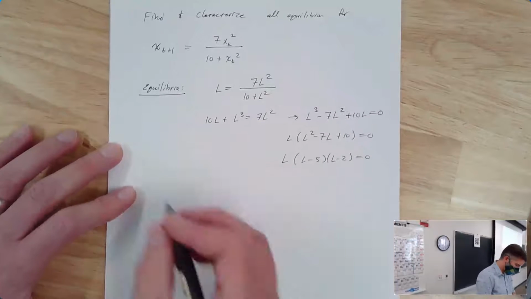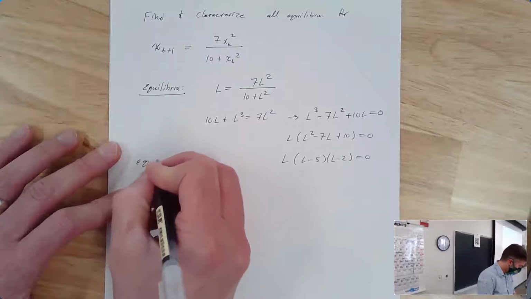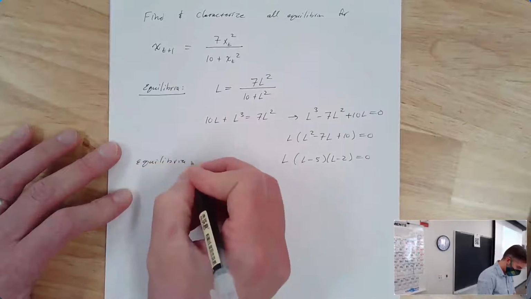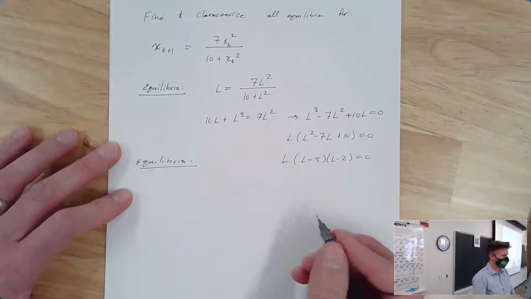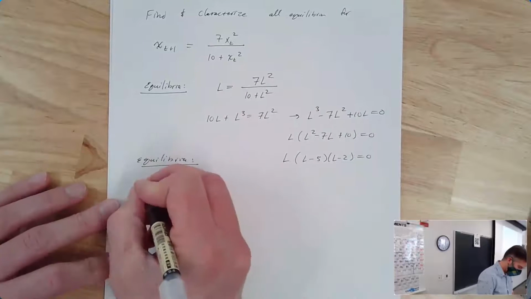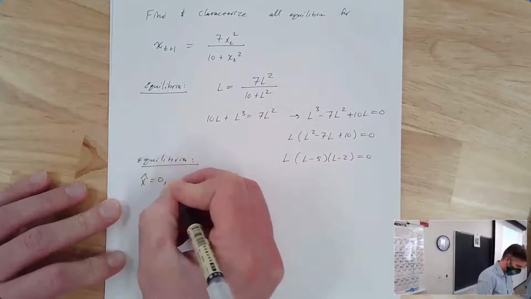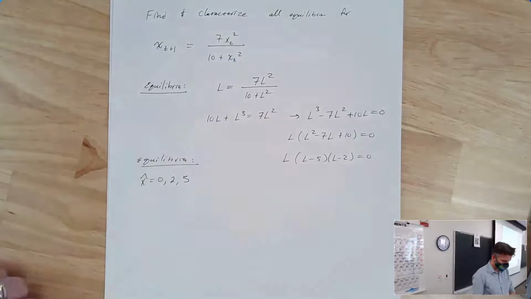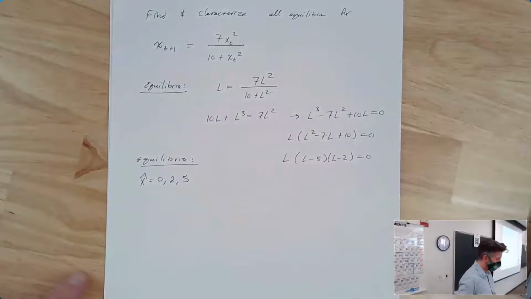So our three equilibria, using the notation the book calls X hat, are X hat equal to 0, 2, and 5. So now we're going to go back.